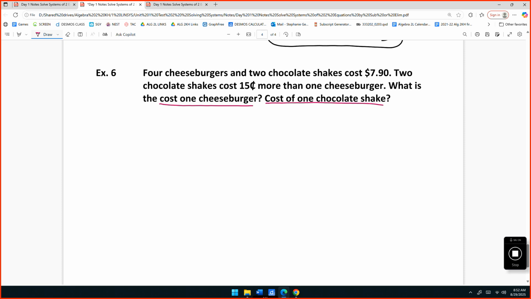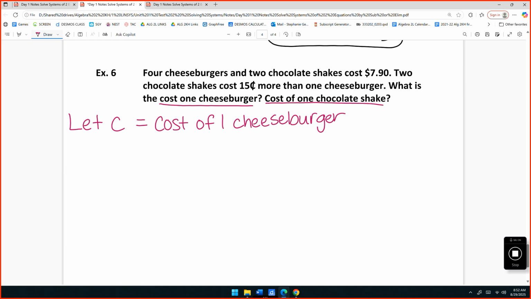So let's decide on our first variable for cost of 1 cheeseburger. What do you want to use? What letter? C. Okay. So I'm going to say let C, because I'm not just going to talk about C without communicating what it represents. Let C equal the cost of 1 cheeseburger. I'm not going to put let C equal cheeseburger. That doesn't make sense. C equals the cost or the price of, okay?